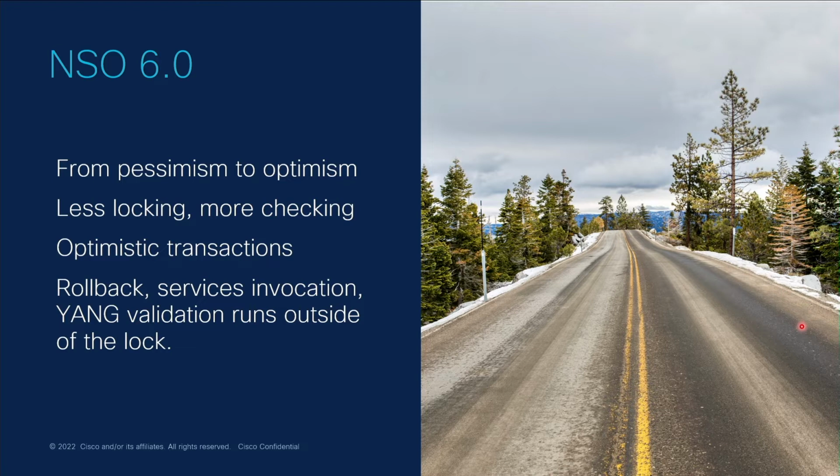So for us to achieve this, we have gone from a very pessimistic approach, where we had this very long critical section, to an optimistic approach. What that means for us is that we are doing more work outside of the critical section, and in order for us to do that, we need to do more checks. We have moved out the rollback file creation, which can be quite time-consuming, the service invocation, which includes your code, so it's impossible to know how long that will take, and the Yang validation. And now that runs outside of the lock, that allows us to run them in parallel.